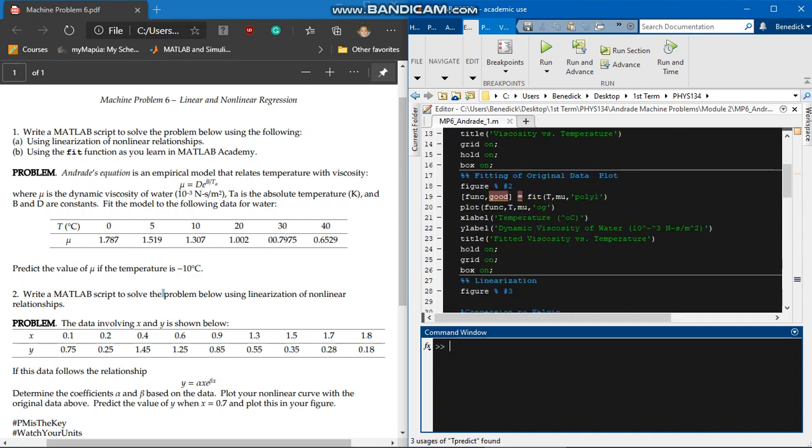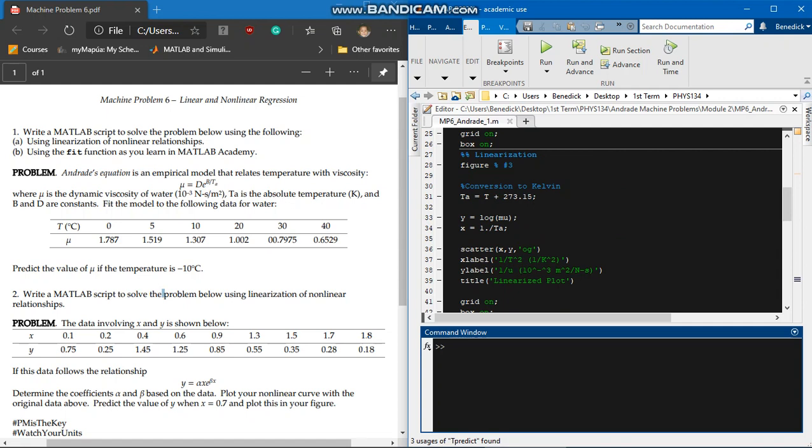For the second figure, I use the fit function to plot the data. It has the same labels and so on.